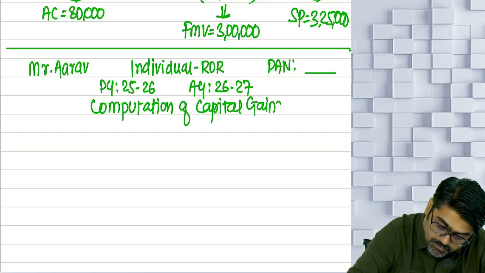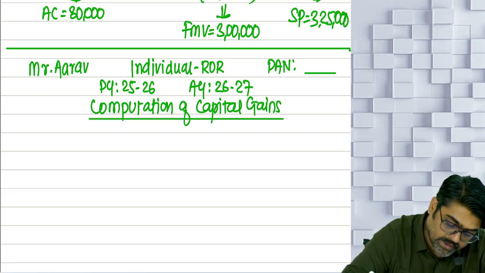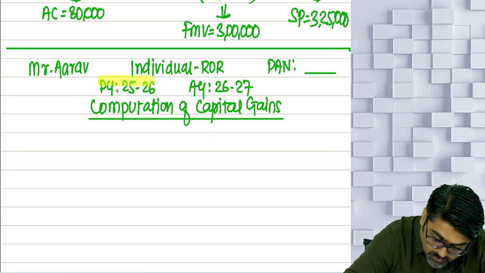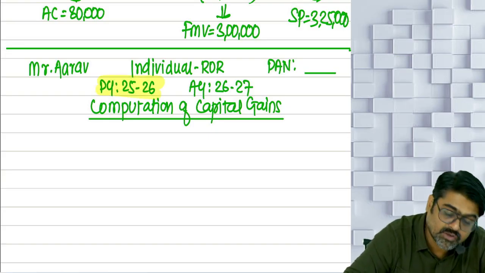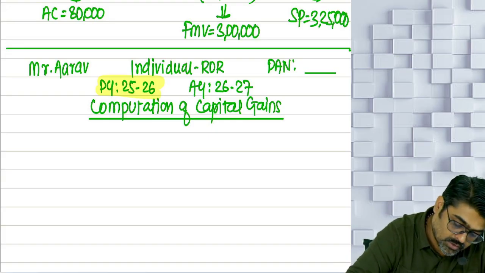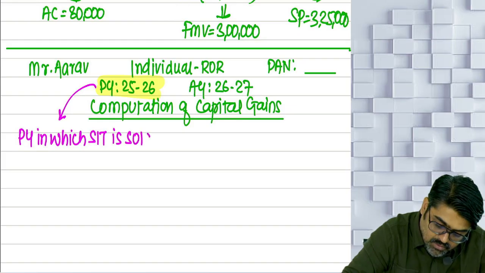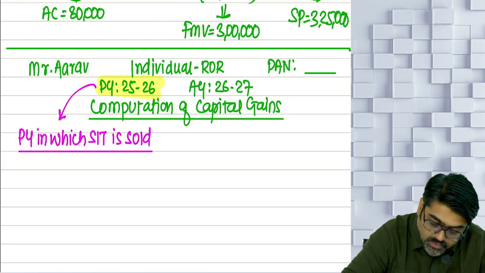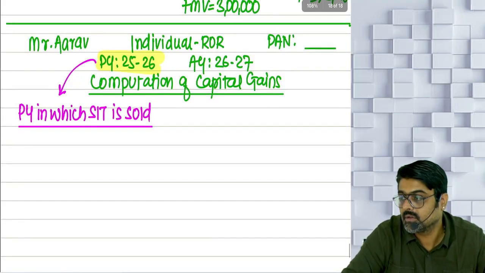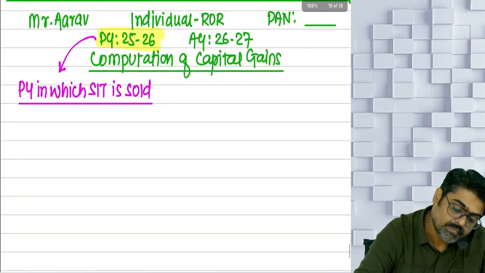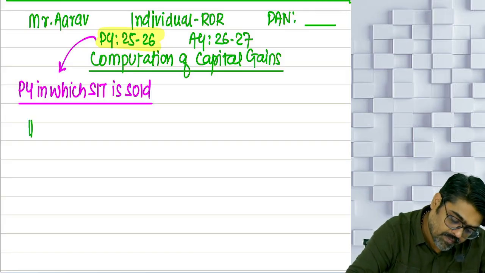Now see, we are computing capital gains and will charge capital gains in which previous year? 25-26, because this is the previous year in which the stock in trade is sold. So write down here, this is the previous year in which stock in trade is sold. So in this previous year only we are going to calculate the PGBP as well as capital gain. Yes or no? So first we are going to calculate what? Taxable income.